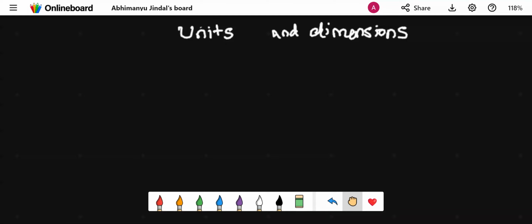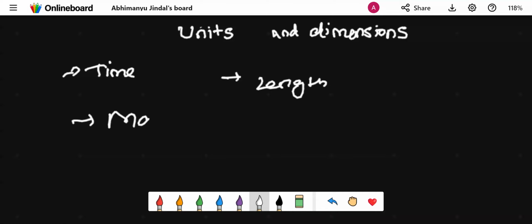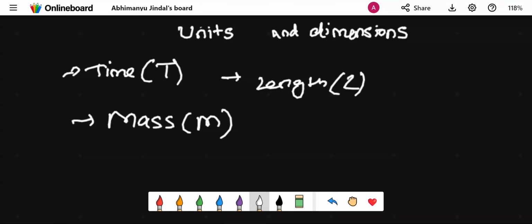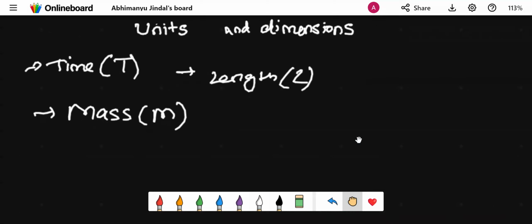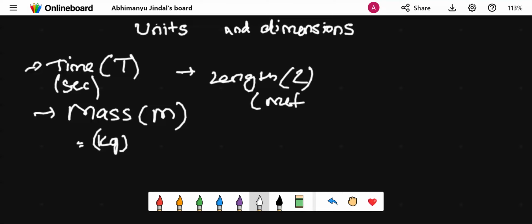So let's begin. First of all, let me start by telling you the fundamental and base quantities, which are three: time, length, and mass. Most of the time we use these three quantities to write our dimension formulas. The SI unit for time is seconds, for mass is kilograms, and for length is meters.